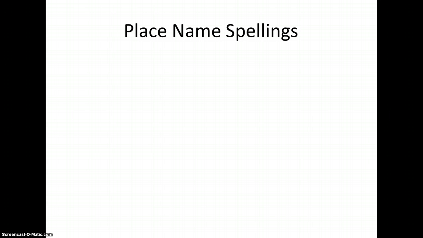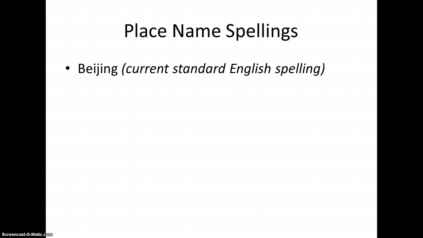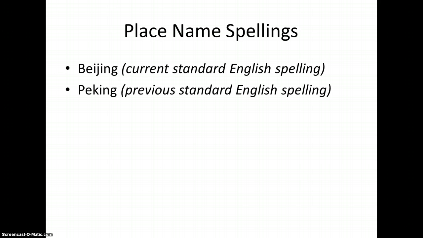So for example, the current standardized English spelling for the capital city of China is Beijing. However, in the past, the standard westernized spelling was Peking. This is not the same as the city's actual name changing. During these 2 times, the Chinese still considered their city to have the same name. All that changed was the decision about how to render the pronunciation of that city's name into the phonetic alphabet that we use in English.